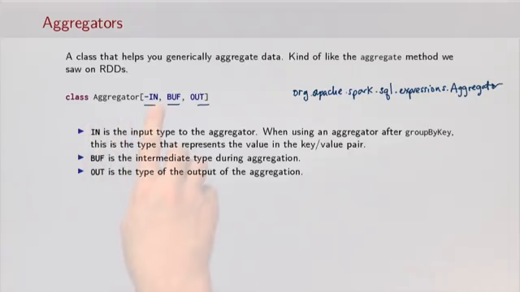And in this case, the IN type is actually the input type to the aggregator. So this would be the type that we got out of the groupByKey function that we saw earlier. BUFF is the intermediate type during aggregation, so if we have to change the type to something else in the middle of this computation, we have this BUFF type that we can change it to. And finally, OUT is the type that comes out of the aggregation if we want to change the type. And all of these types can be different.